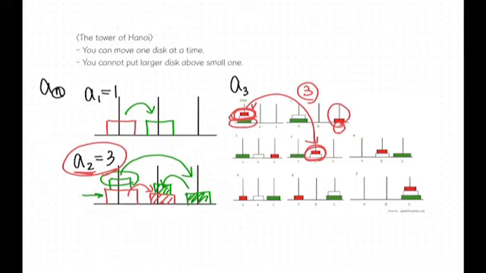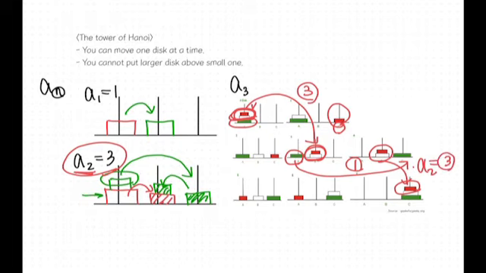And then you need to move the biggest ring to another column because you cannot stay on the same column. So this equals 1 move. And then last, you need to move these 2 disks back on top, which is again A2 moves because you are moving 2 disks, and this equals another 3 moves. So you can see that A3 equals 3 plus 1 plus 3, which equals 7.